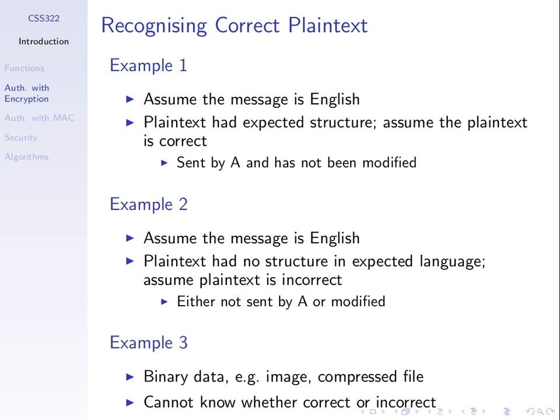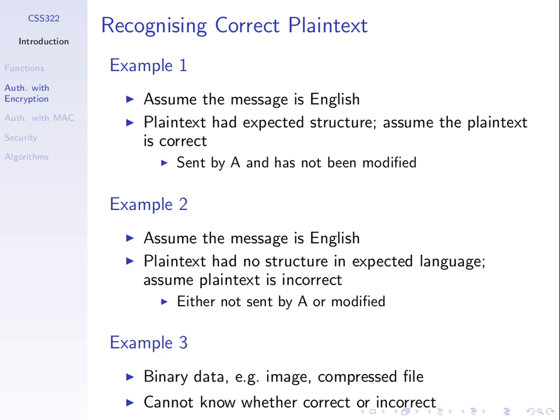And maybe you can see down the bottom, is there another line? Maybe not. In example 3, we had binary data, say image or some compressed file, text that was compressed. Then there was no way to know whether it was correct or not. If we know that the structure is some English text, then there's usually a way to know whether it's correct or not by looking at the message. If it's binary, not so simple.